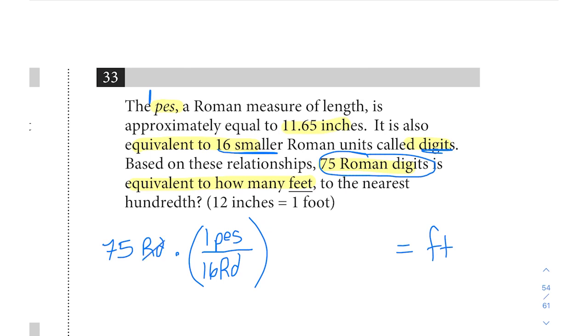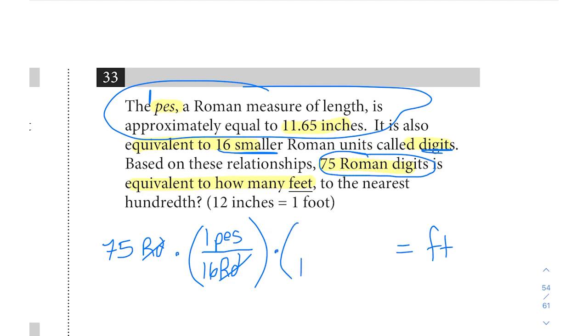So now, and you can check with each conversion. You could either do them separately, which a lot of people do. I highly encourage you to get comfortable doing them all at once, but just making sure that you're canceling out the appropriate units as you go. So here, Roman digits would cancel out. So now we'd be left with the number of pes. And then our next conversion that we can use is they told us that one of those was equivalent to 11.65 inches. So here, one pes is equivalent to 11.65 inches.